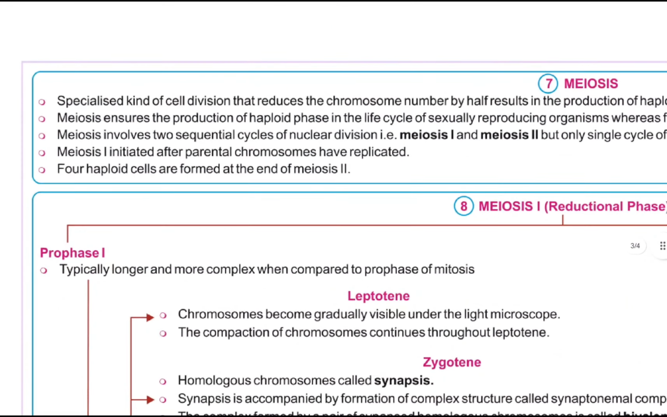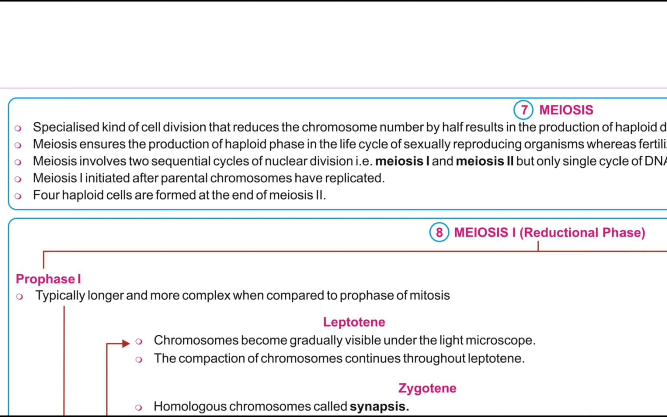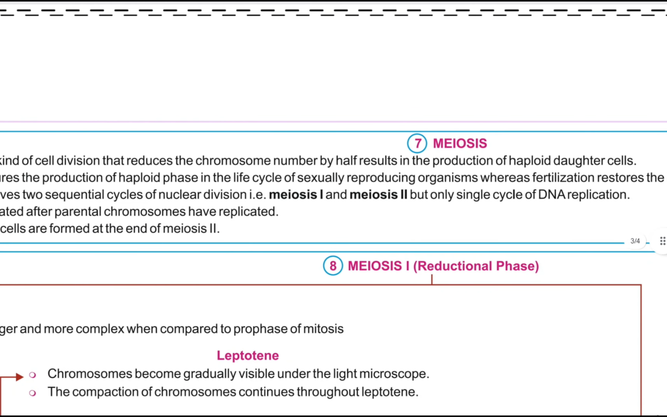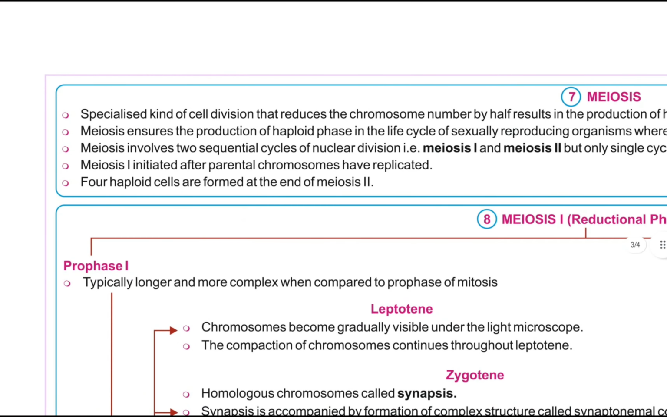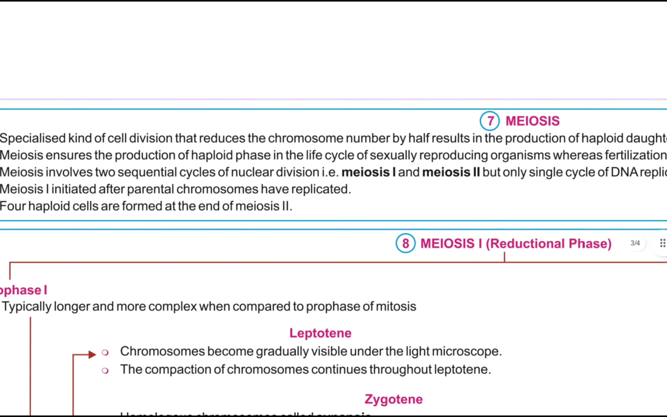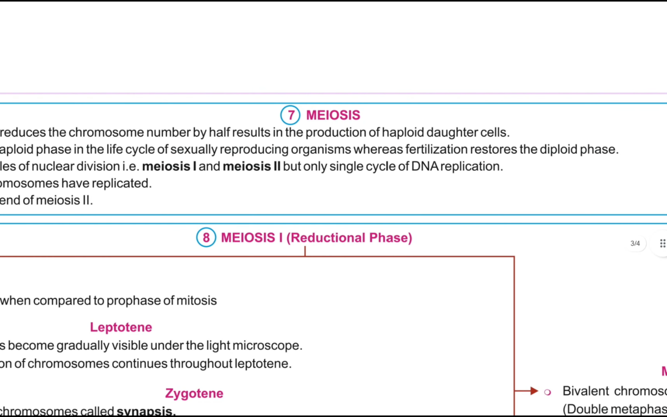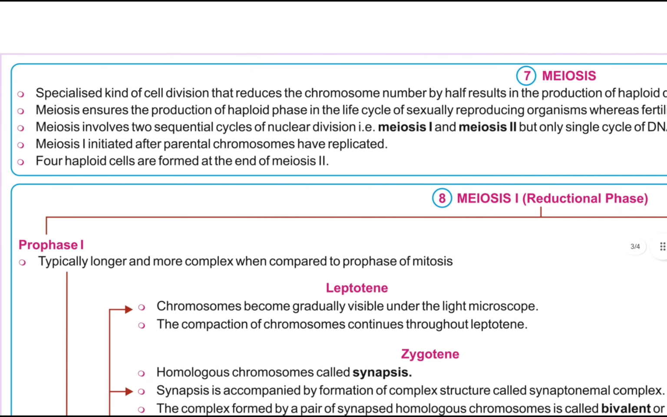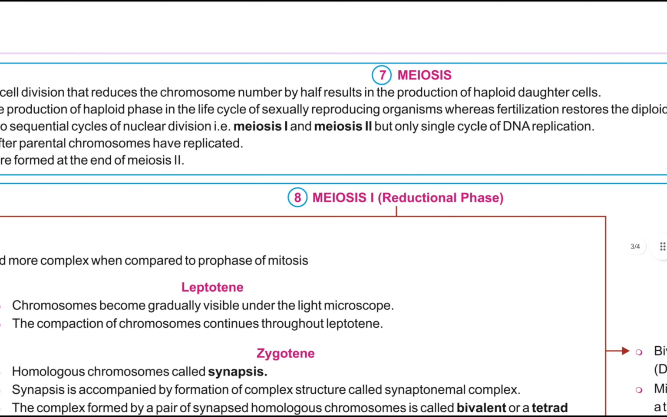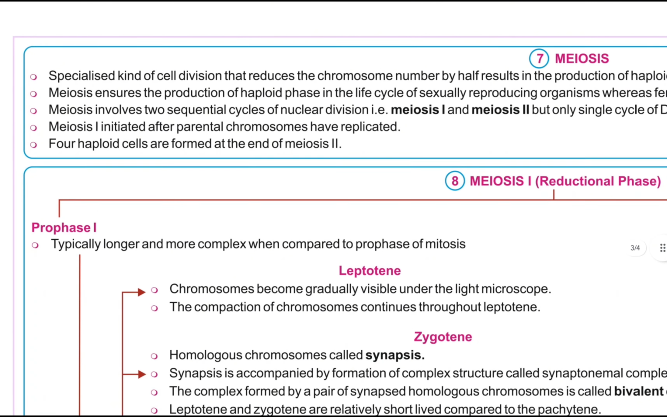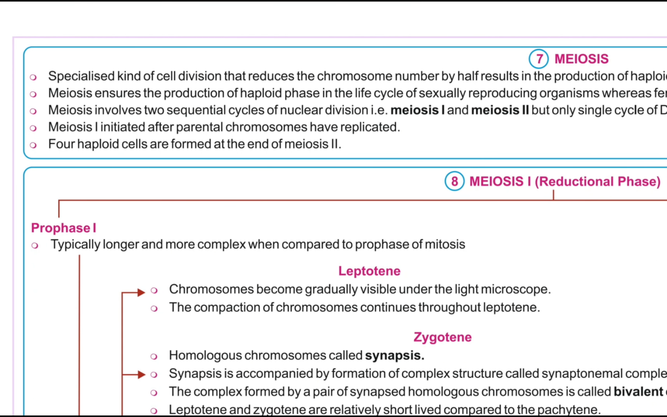Meiosis. A specialized kind of cell division that reduces the chromosome number by half, resulting in the production of haploid daughter cells. Meiosis ensures the production of haploid phase in the early life cycle of sexually reproducing organisms, whereas fertilization restores their diploid phase. Meiosis involves two sequential cycles of nuclear division, that is meiosis 1 and meiosis 2, but only a single cycle of DNA replication. Meiosis 1 is initiated after parental chromosomes have replicated. Four haploid cells are formed at the end of meiosis 2.